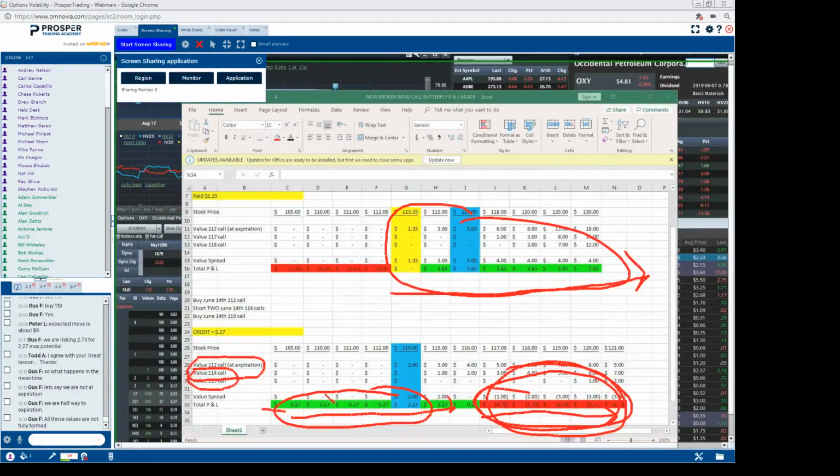Remember, this spreadsheet only calculates mathematically at expiration. Doesn't really matter, Gus, because a broken wing fly like this is going to be fairly neutral volatility. Though in this case, because you're short two at the monies or closer to being at the money and then long that one out, you actually will be short some volatility to this trade. So if volatility went up, that would be a negative for you.